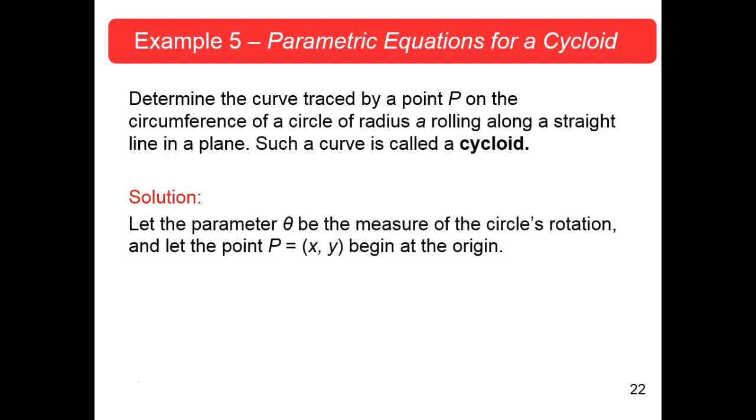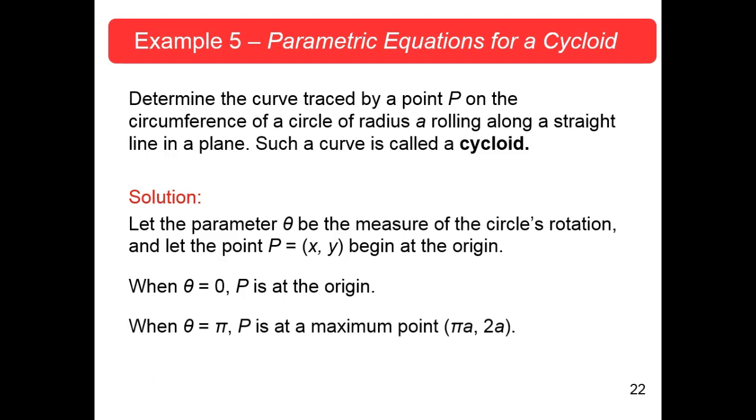So we'll start with the parameter theta, be the measure of the circle's rotation, and let the point P, xy, begin at the origin. Okay? So, when theta is equal to 0, P is, as we said, at the origin. So theta equals 0 is when x and y are both zeros.